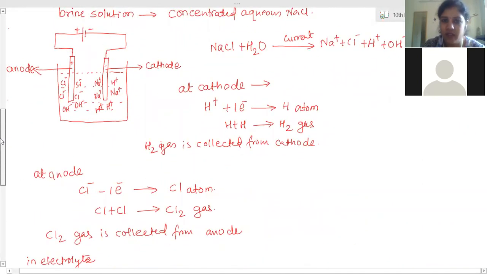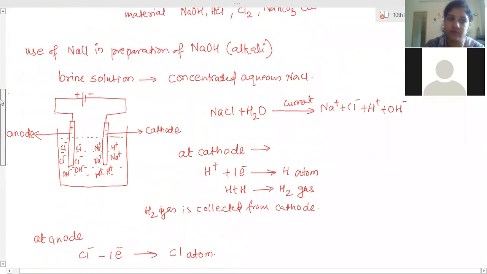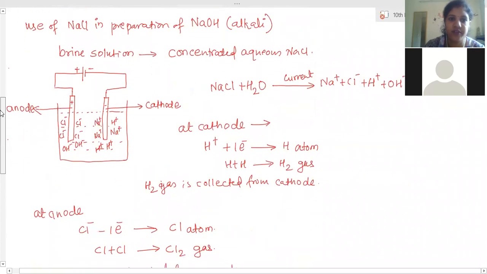The process is clear? They won't ask you this part in between the reactions. I have explained what happens at the cathode and what happens at the anode, but in the exam they won't ask this part. But you should know what exactly electrolysis means and which reaction takes place in this electrolyte. You have already written this one, so start writing from this, and you have to draw the diagram as well.